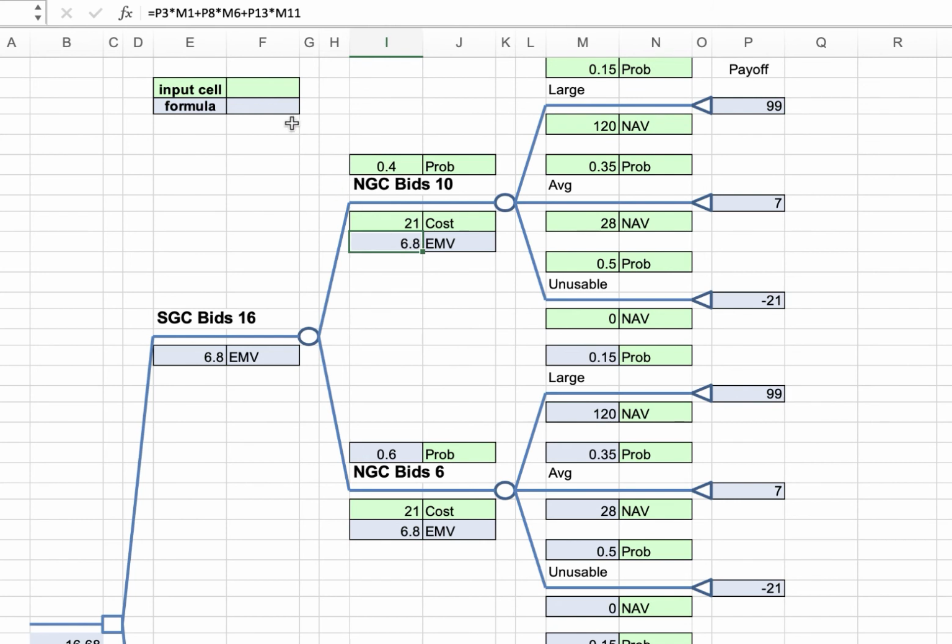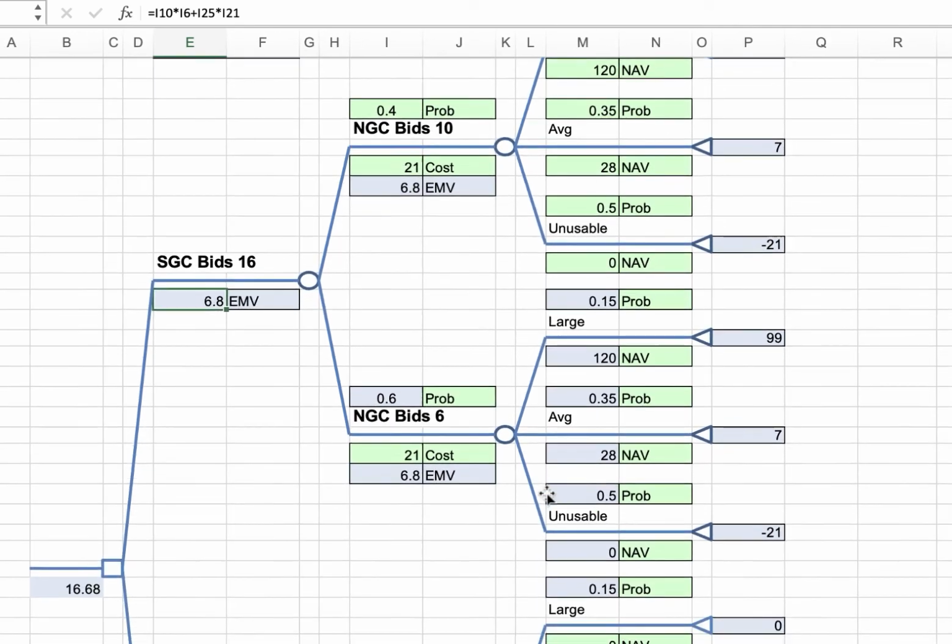So now our expected values are calculated. If SGC bids high, the expected value is 6.8 million, and that does not vary based on the NGC bid because it's no threat when SGC bids high. So the EMV for the high bid is 6.8 million. Let's scroll down and look at the low bid.